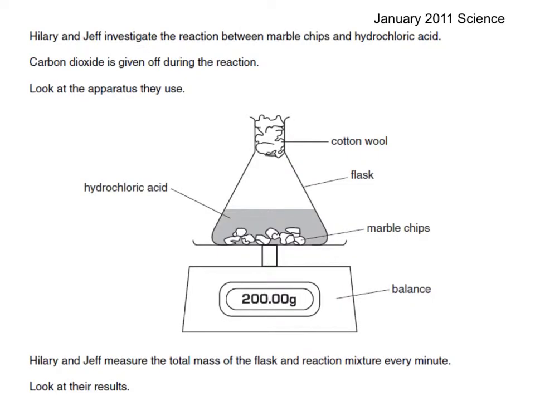Here's a past paper question. Hilary and Jeff investigate the reaction between marble chips and hydrochloric acid. Carbon dioxide is given off during the reaction. Look at the apparatus they use. Well, they've got the marble chips in hydrochloric acid in a conical flask on top of a balance which reads initially 200 grams. Hilary and Jeff measure the total mass of the flask and reaction mixture every minute.